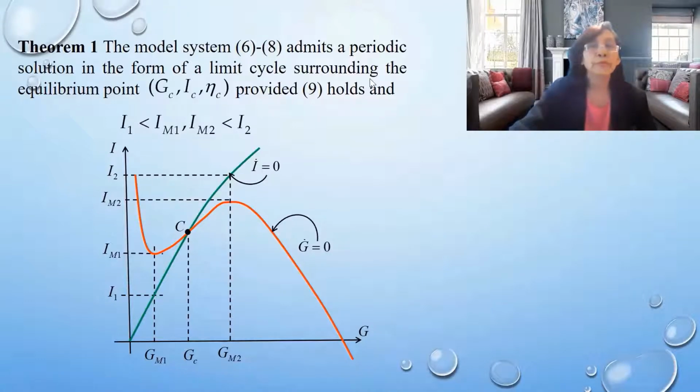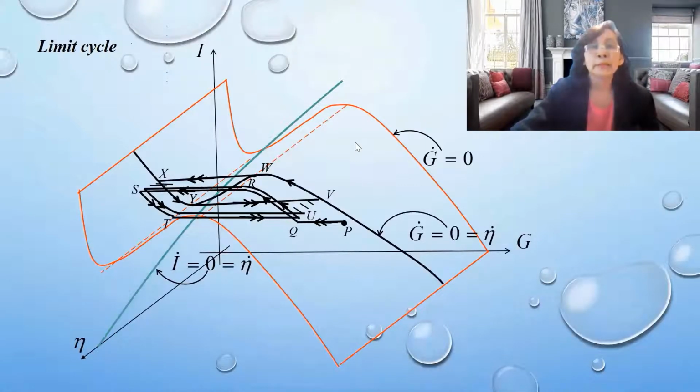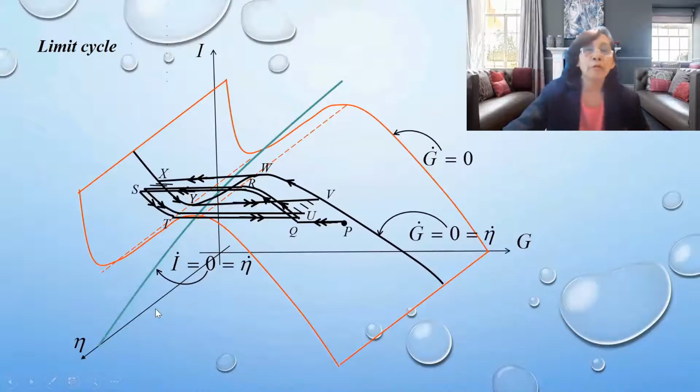We can then prove theorem 1, which says that if the model system of equations 6 to 8 satisfies these inequalities, and also if inequality 9 holds, then the system admits a periodic solution in the form of a limit cycle surrounding the equilibrium point C with coordinates G sub C, I sub C, and eta sub C. To prove this one, we simply consider the signs of the derivatives of G, eta, and I.